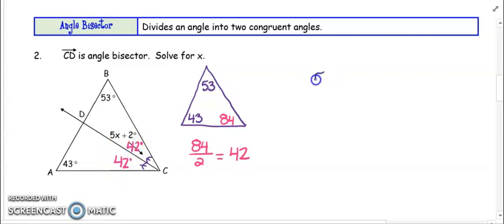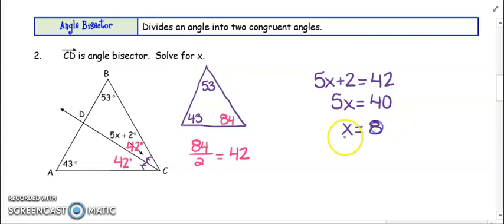So I've got a 42-degree angle for this little angle and a 42-degree angle for this little angle here as well. I can set up the equation 5x plus 2 is equal to 42. I'll subtract the 2, that's 5x is equal to 40. And if I divide by 5, I've got x to be equal to 8.